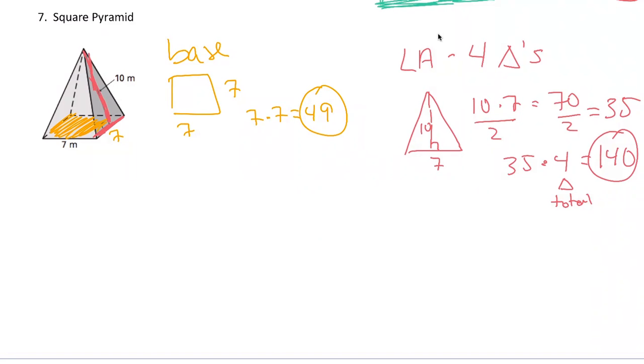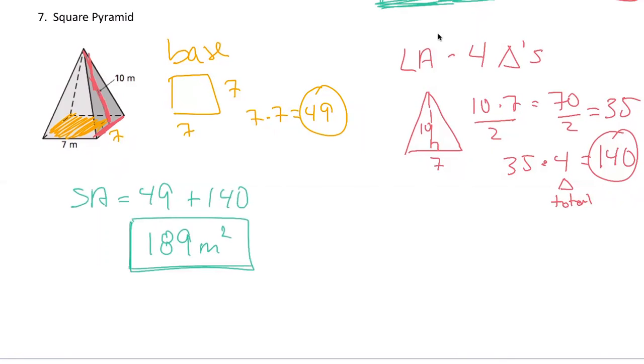All right, here's what I got for my area of my base, and then the lateral area, which is the area of the 4 triangles that make up the sides. Any lateral area remember is anything that's not a base. So now all I have to do is put it all together for my surface area. So I have 49 plus 140, and when I add those together, 189 square meters. All right, which is my total surface area.